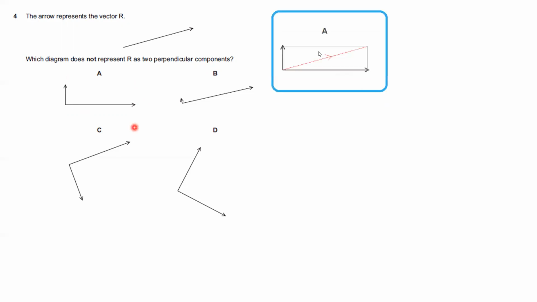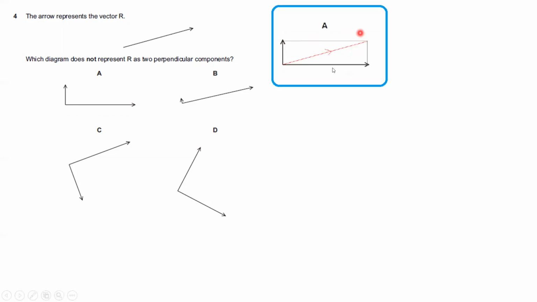So when you have two vectors leaving from one single point, you have to complete a parallelogram. And the diagonal of that parallelogram from that particular point is going to give you the resultant. So if you consider option A, you complete the parallelogram. Since it's 90 degrees, the parallelogram is a rectangle. The diagonal passing through that point is the resultant.